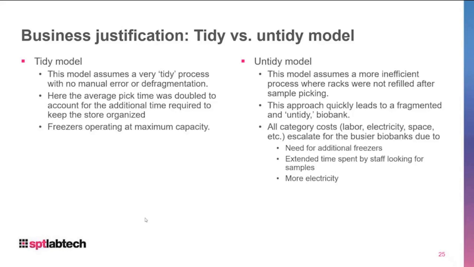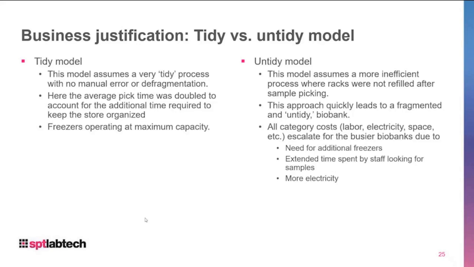So the tidy model assumes the process is quite clean, with no manual error and no defragmentation. In this case, defragmentation means that as you pick something out of a store, a hole is left, and in a fragmented store, you don't fill the holes. In the tidy model, you go back and fill in the slots, which gives you the most file density. That gives you more work time. You double the pick time to backfill those empty holes, but it does save you on space because you're not creating as many capacity problems.